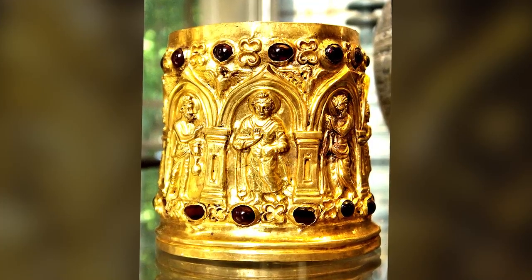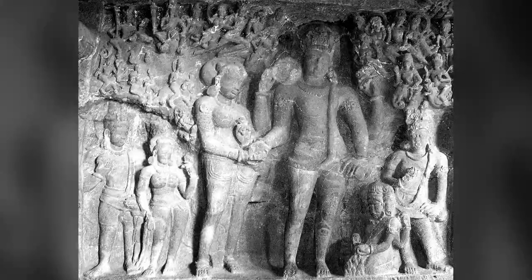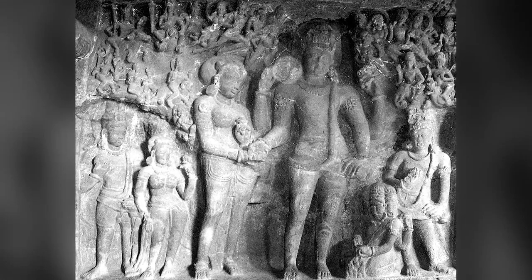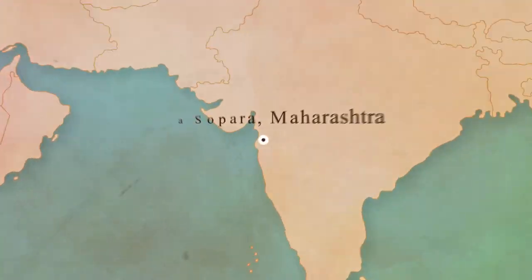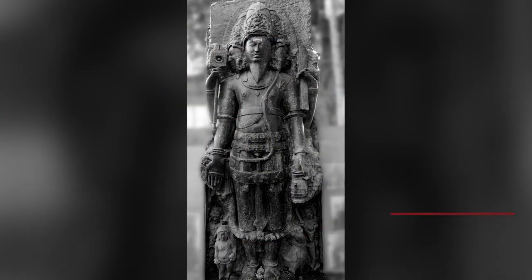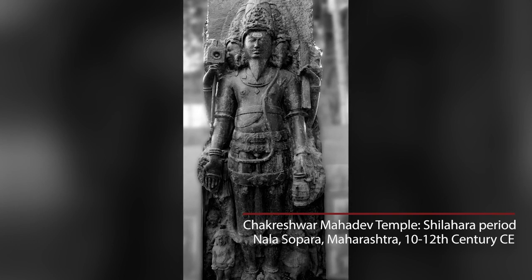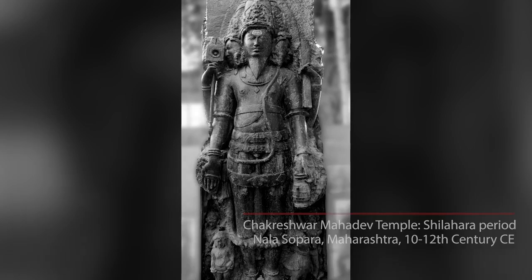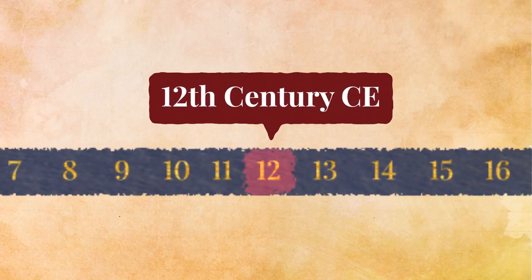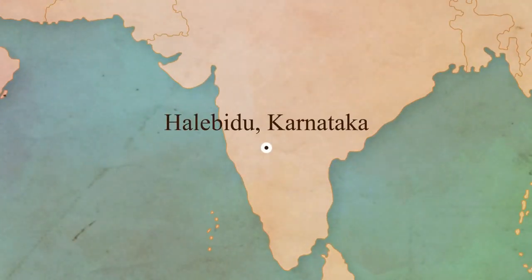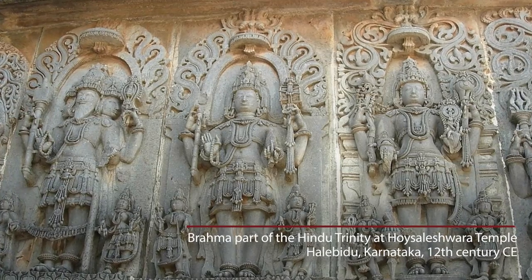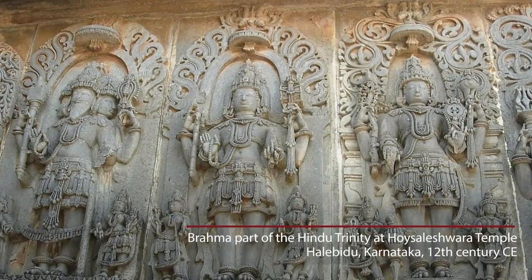So you see, Brahma's images are appearing as subordinate first to Buddha, then to Vishnu, then to Shiva, and finally in the Shilahara period around 10th, 11th century along the western coast of India, we find temples with independent images of Brahma. 4 heads, 4 arms, independently standing. He's one of the Hindu trinity. So you have images of Brahma, Vishnu and Shiva standing next to each other.